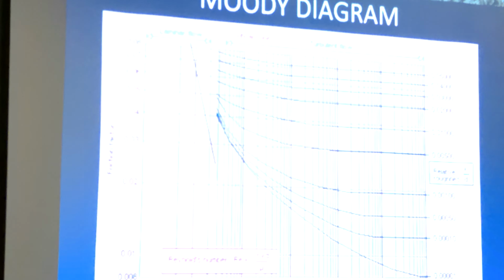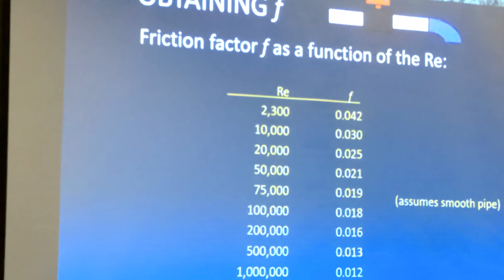So that's how you calculate the friction factor. Or, it's not that complicated. You can just create a little table. And in this case, I assumed a smooth pipe, did a couple of Reynolds numbers, and I have a table for the friction factor. So again, you have to calculate the Reynolds number for your velocity, right? And then you read off the friction factor, and then you can calculate the head loss.